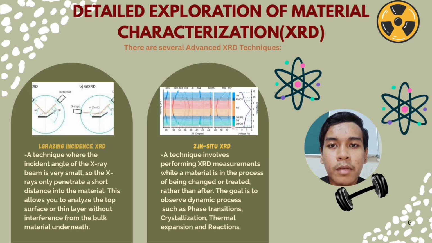Assalamualaikum warahmatullahi wabarakatuh. My name is Wan Nur Khalid bin Wan Kamrudin, and I will explain the detailed exploration of material characterization XRD. First, grazing incidence XRD, a technique where the incident angle of the X-ray beam is very small, so the X-ray only penetrates a short distance into the material. This allows you to analyze the top surface and thin layer without interference from the bulk material underneath.